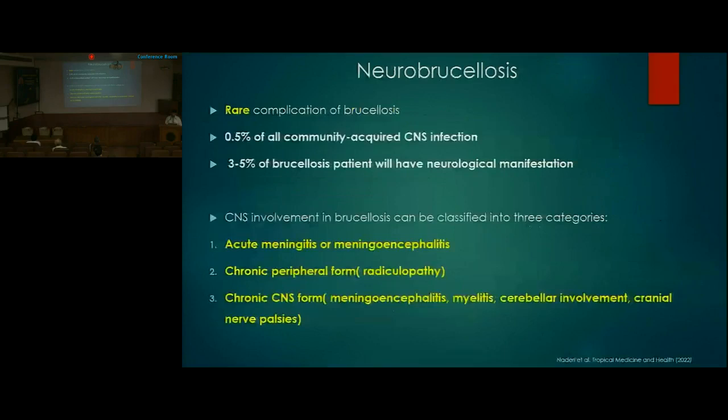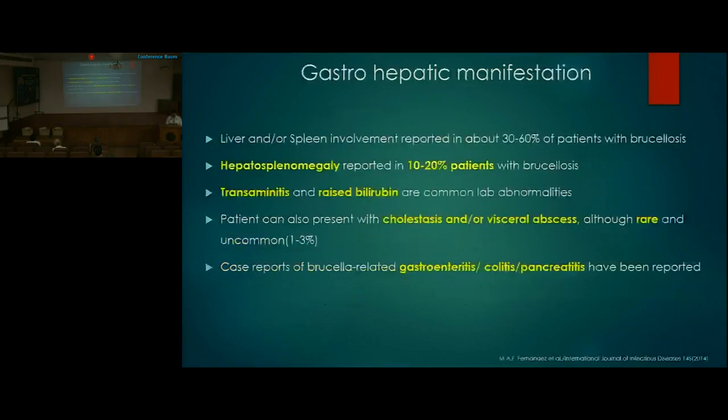Neurobrucellosis is a rare manifestation. It contributes to 0.5% of all community-acquired CNS infections. 3 to 5% of patients with brucellosis will have some form of neurological manifestation. CNS involvement in brucellosis can be categorized into three main categories: acute meningitis or meningoencephalitis, chronic peripheral forms in the form of radiculopathy, or chronic CNS forms in the form of meningoencephalitis, myelitis, cerebral involvement, cranial palsies, and deficits.